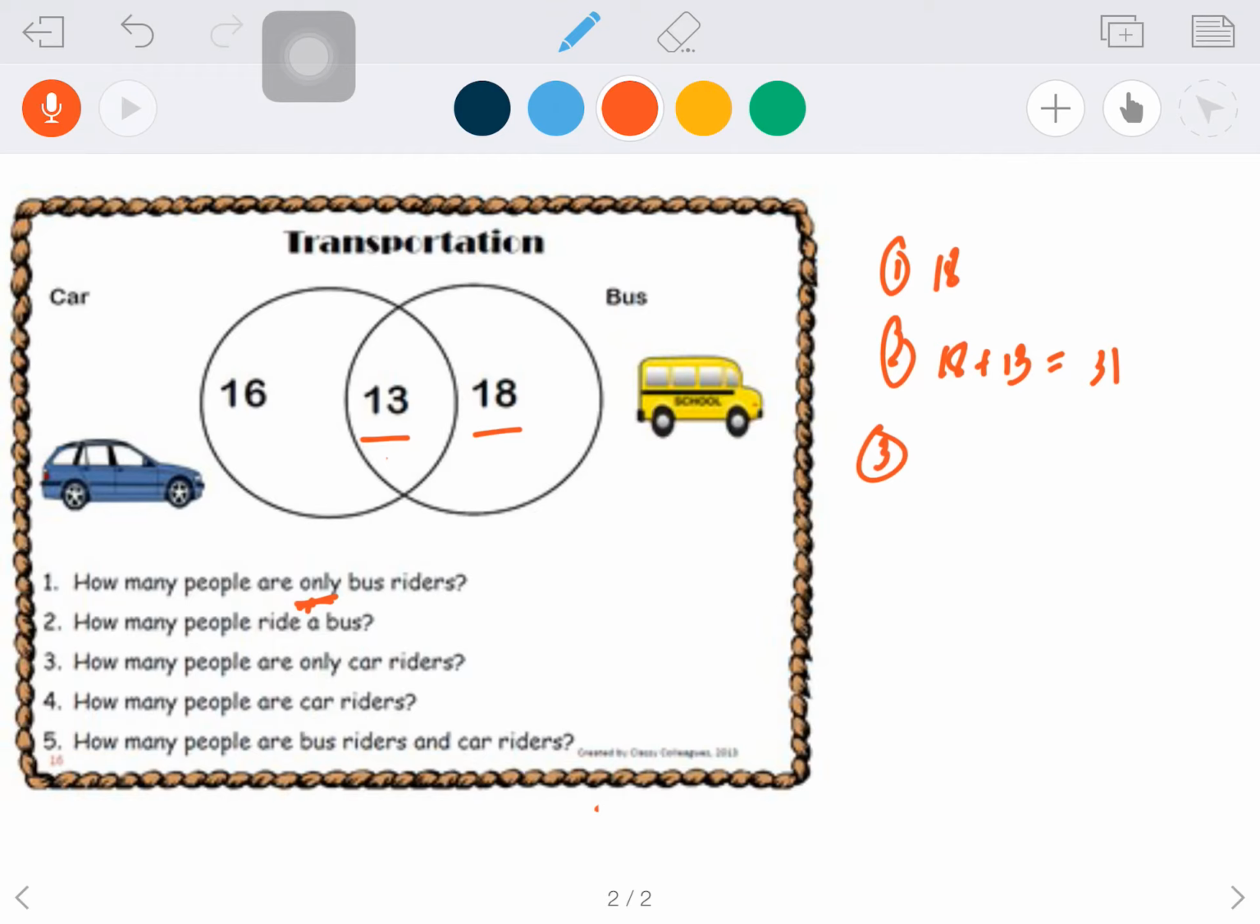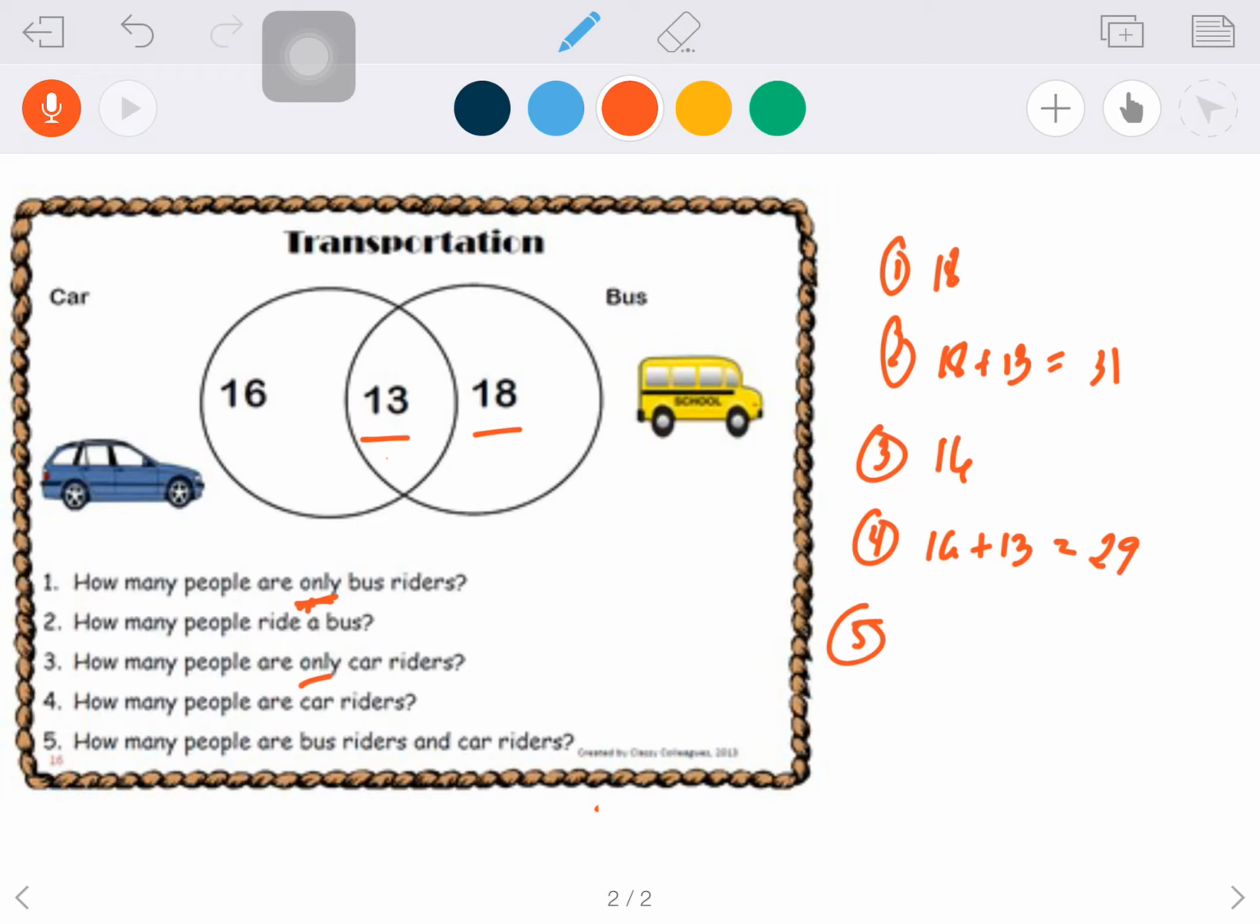What about number 3? If you understood question number 1, it's very easy to answer question number 3. How many people are only car riders? And that is 16. What about in number 4? How many people are car riders? It doesn't say only. It's not exclusive. Therefore, we include 13 in the conversation, which gives us 29.